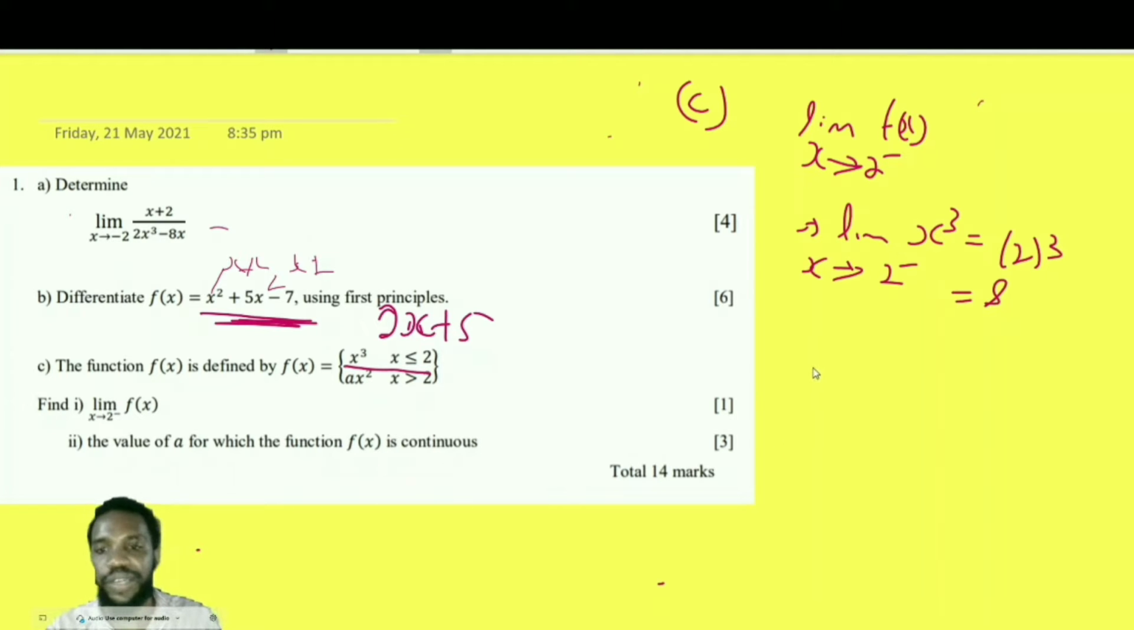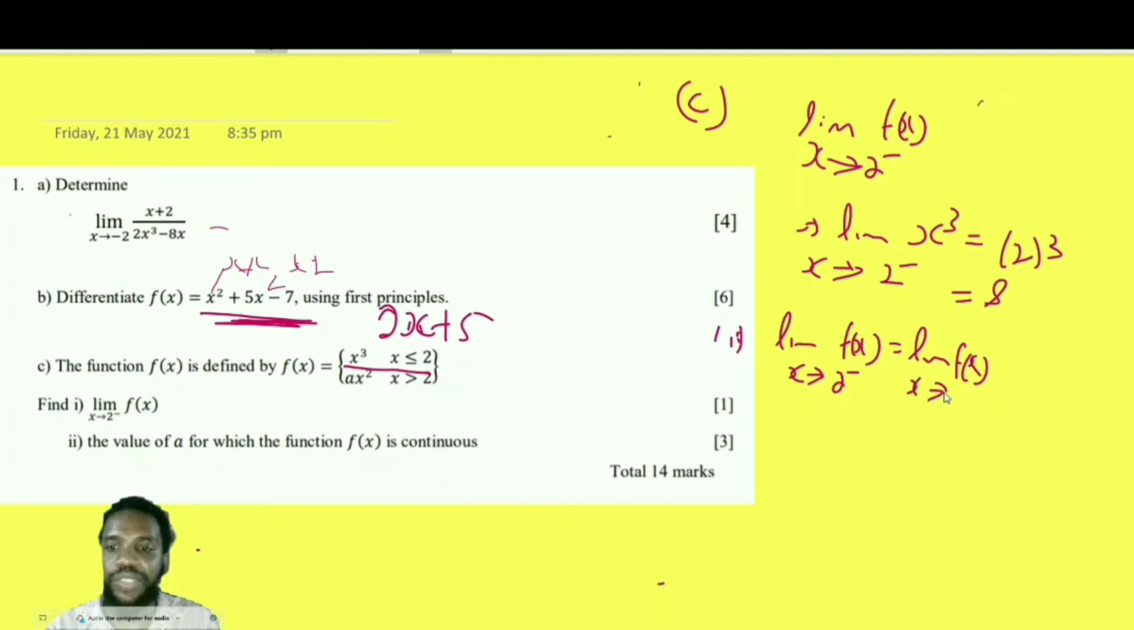Now, what makes a function continuous? This is it. So let me put this as part 2. It's continuous if the limit of f of x as x tends towards 2 from the left is equal to the limit of f of x as x tends towards 2 from the right, which is also going to be equal to f of 2. These are the criteria necessary for the function to be continuous. All of these must be met.